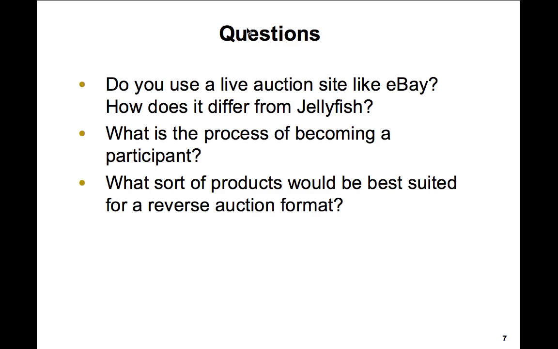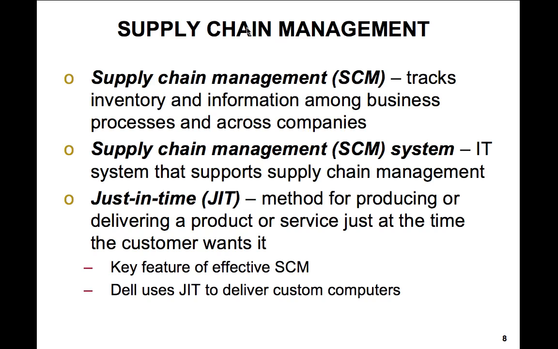So some questions: do you use a live auction site like eBay? And how does it differ? Purposes of becoming a participant? Well, because you want to buy something. What sorts of products are best suited for a reverse auction format? I'd say cars, actually. Big ticket items. I believe a big ticket item would sell a lot better in a reverse situation because that's what we do when we go out to buy it in real life. If you've bought a car in the U.S., if you've looked at a price, that's never the selling price.